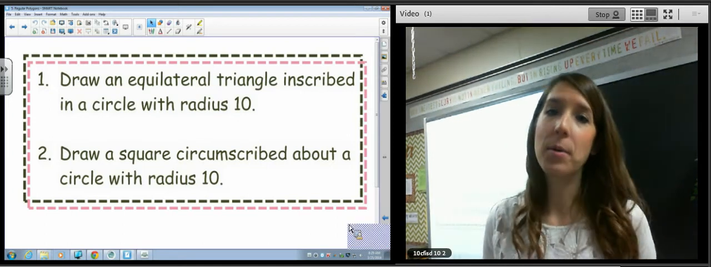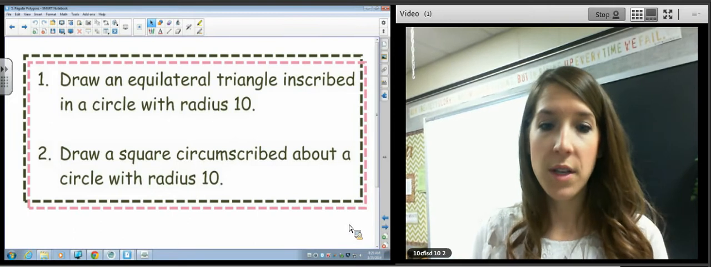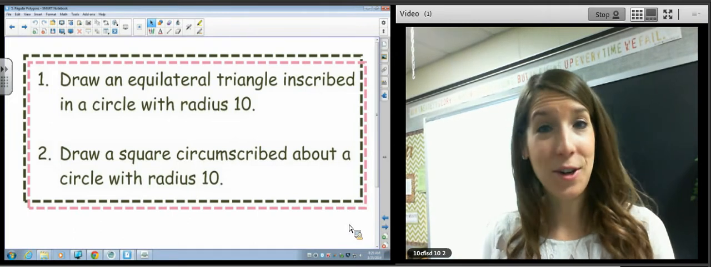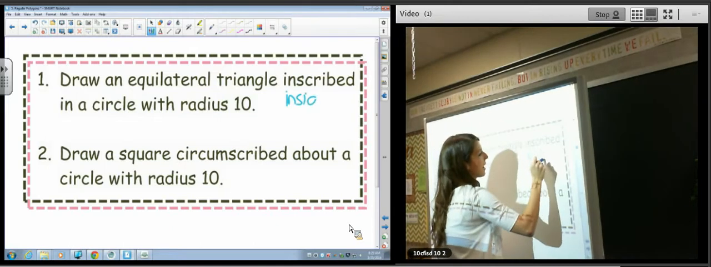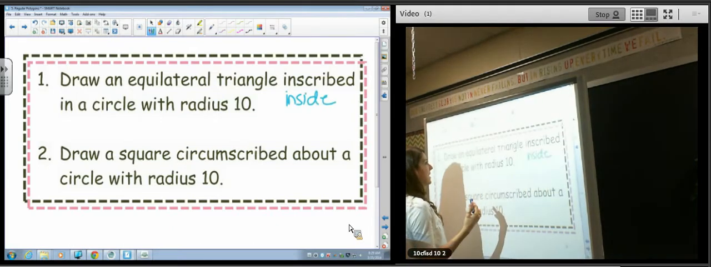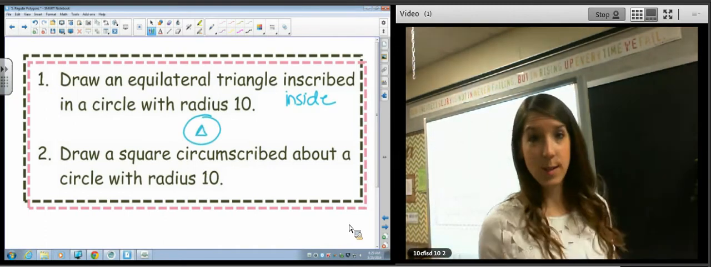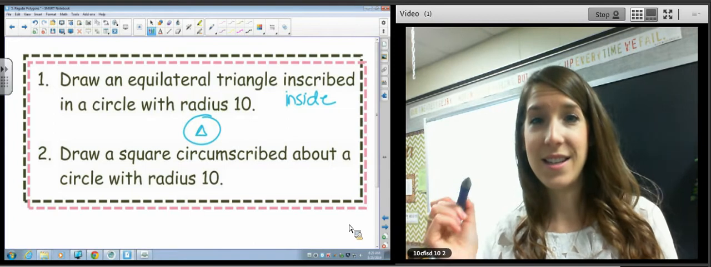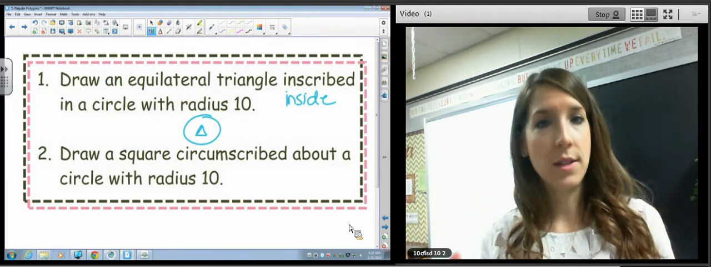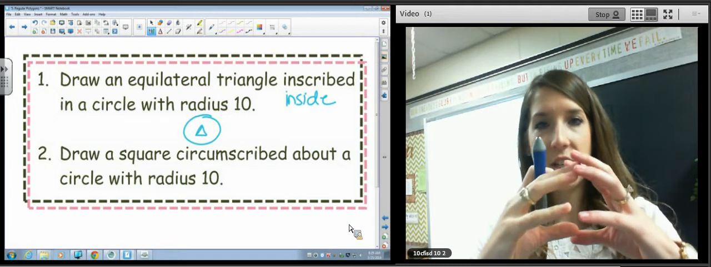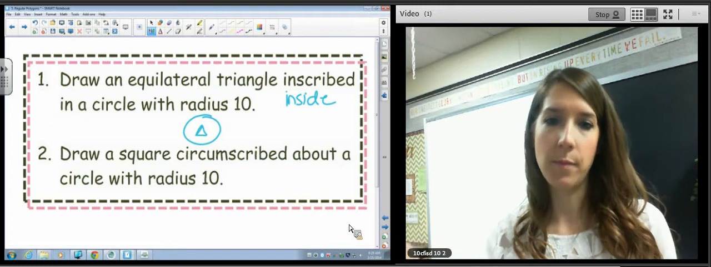Alright, so it's important to be able to draw situations where shapes are inscribed and circumscribed. We talked about how inscribed kind of sounds like inside. So when you see inscribed, you're thinking inside. But it's not just inside, because that is not an inscribed triangle, because the vertices of the triangle are not on the circle. So be careful when you're inscribing and circumscribing. It's kind of like you're making that shape as big as you can possibly make it without going outside the other shape. Okay?